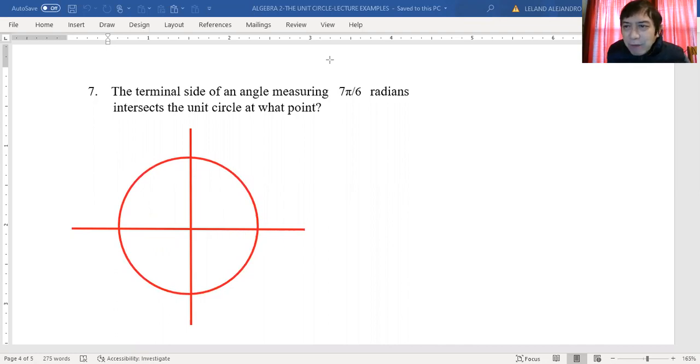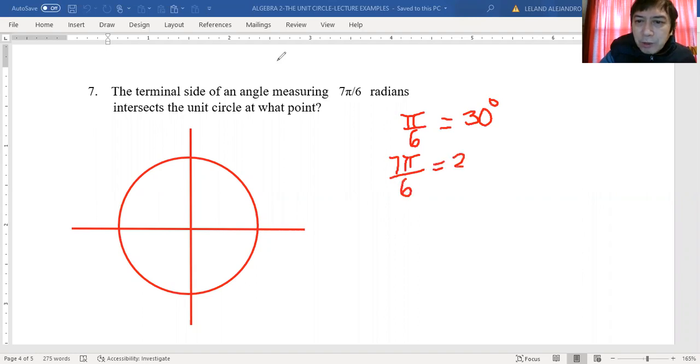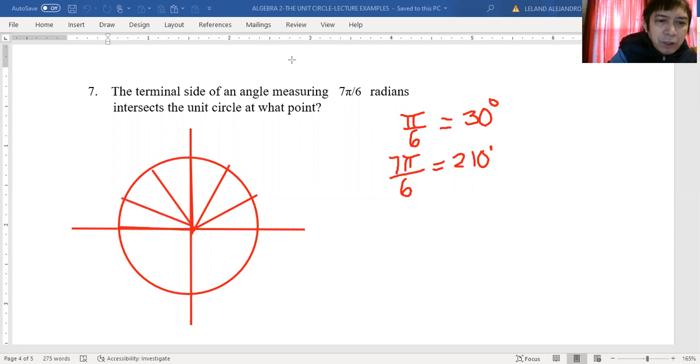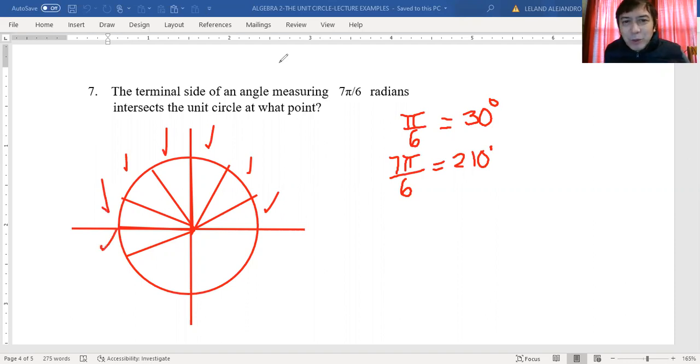Now, where is 7 pi over 6? Pi over 6 is 30 degrees. So if you're after 7 of these, that's 7 pi over 6. This must be 210 degrees. You can figure that out by a drawing. 30, 60, 90, and then this will be, of course, 120. This is 150. This is 180. And this will be the 210. That's 1, 2, 3, 4, 5, 6, and here's your 7th. So that will be multiples of 30.